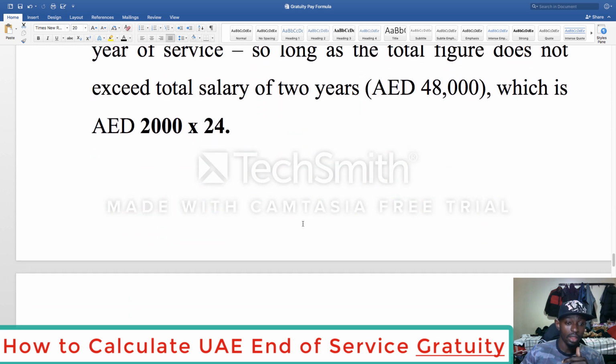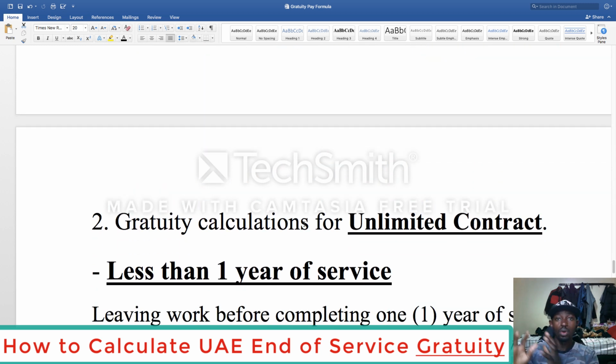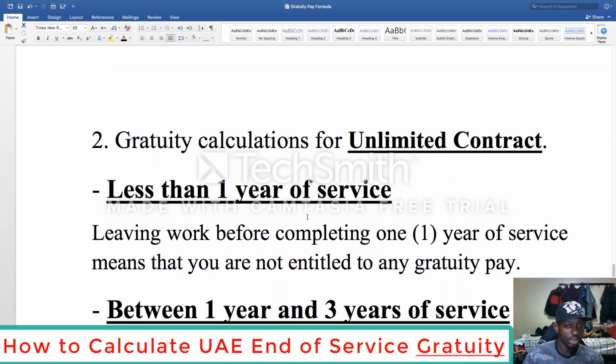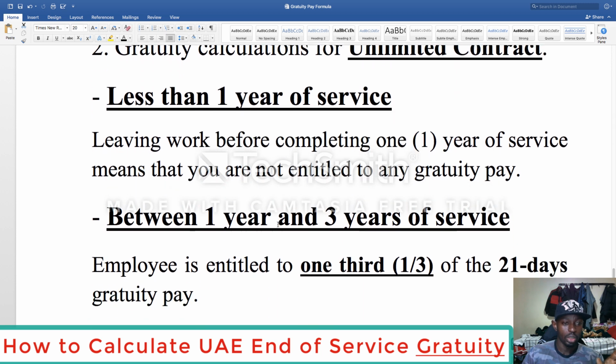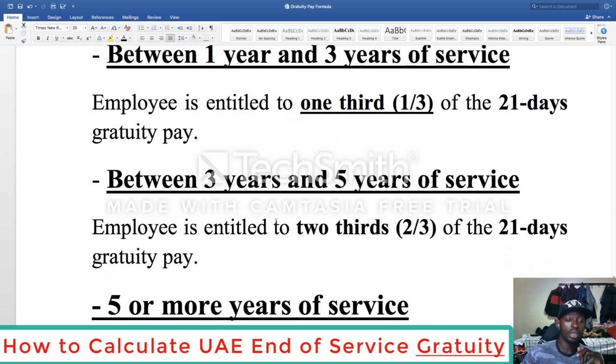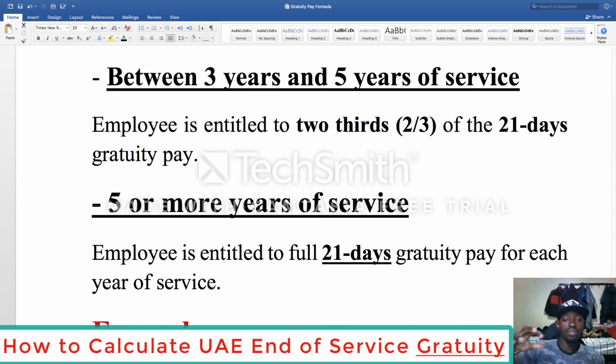Now let's continue. The next one, we're looking at gratuity calculations for unlimited contract. Less than 1 year, we all know there is no gratuity, for both limited and unlimited contracts. Between 1 and 3 years of service, the employee is entitled to 1/3 of the 21 days gratuity pay under unlimited contract. Between 3 and 5 years of service, the employee is entitled to 2/3 of the 21 days gratuity pay. From 5 years and above, you are entitled to the entire gratuity of 21 days pay.